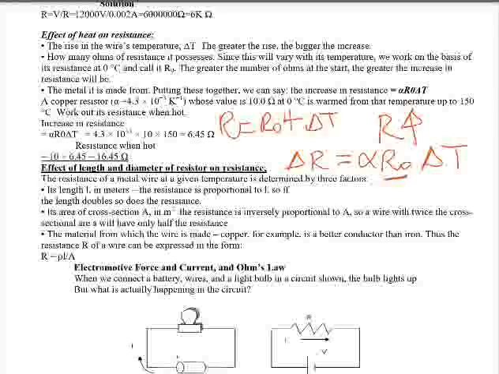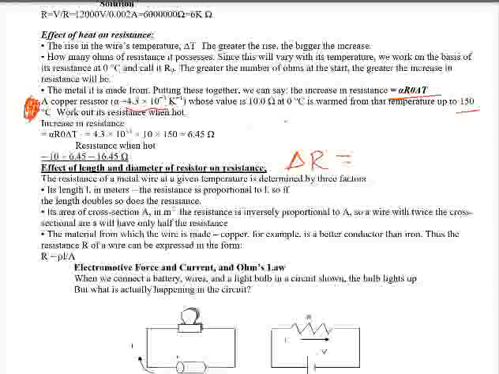At hot temperature. Let us see one example. Putting this together, we can get this equation as I said before. A copper resistance has a temperature coefficient of this value, whose resistance is 10 ohm at 0 degrees Celsius, and it is warmed to 150 degrees Celsius. Work out its resistance at hot. You are asked to determine what? Resistance at hot. To calculate the resistance at hot, we use this equation first to determine the increase in resistance. After that, you can add it to the initial resistance of the substance.